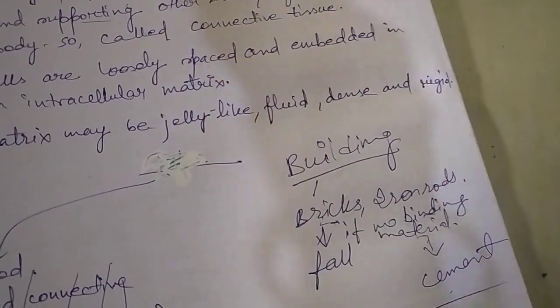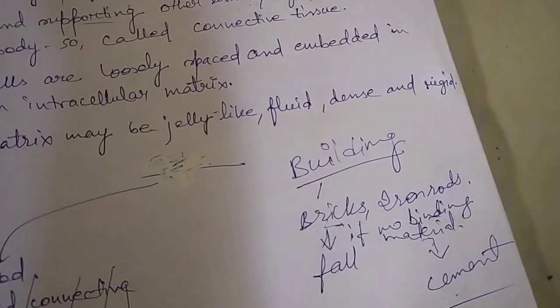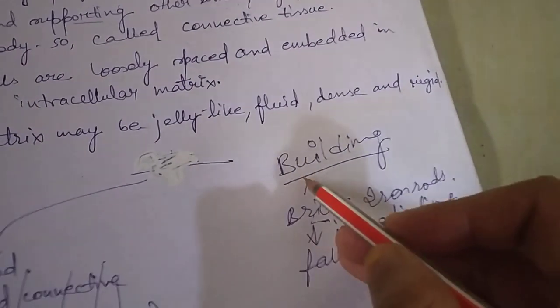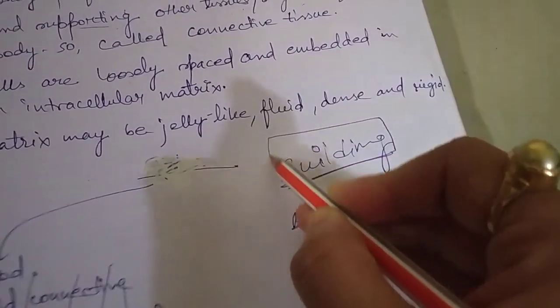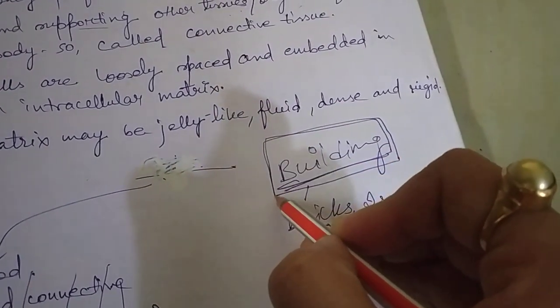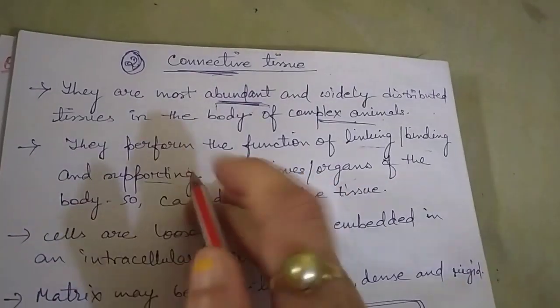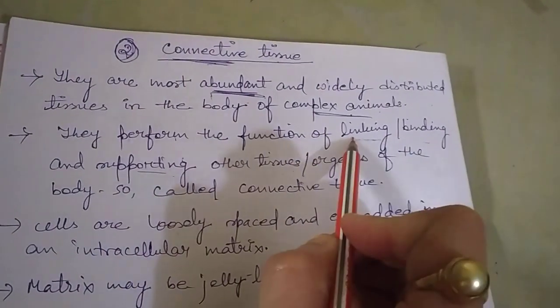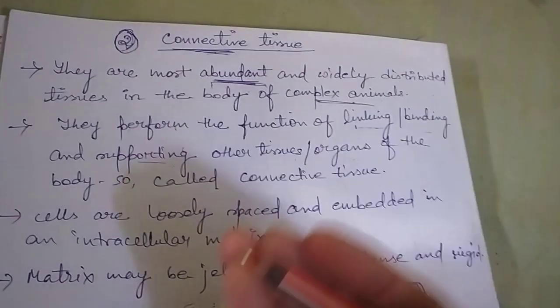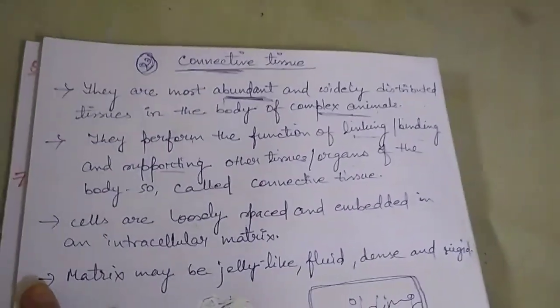Like that, the piles of bricks are formed, or the iron rods are linked to each other and form a building, or else the building will collapse because there is no binding material which will hold the bricks or rods together. Okay. Similarly, in our body, if these connective tissues are not present, the cells which are present will collapse, they will fall down, and they will not be able to perform their functions.